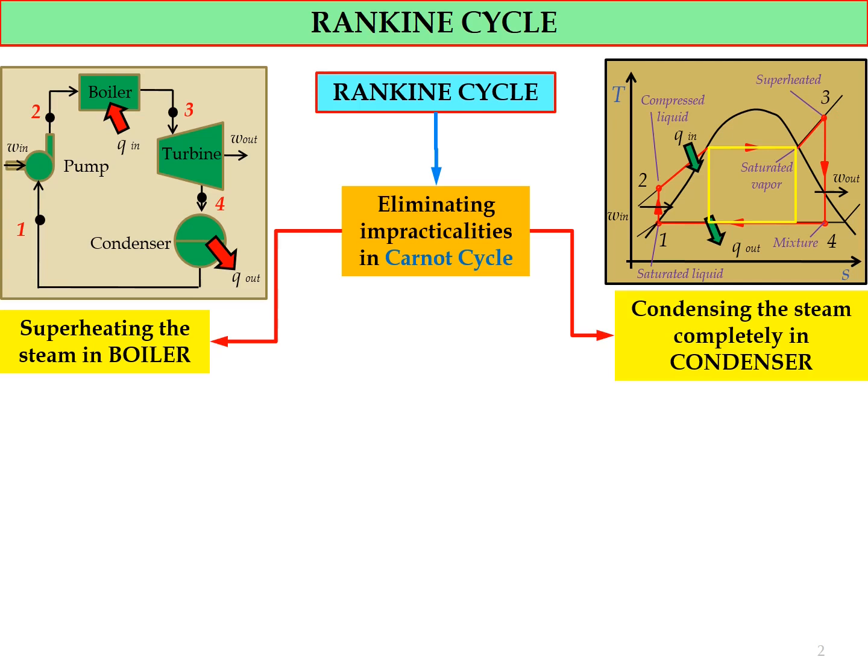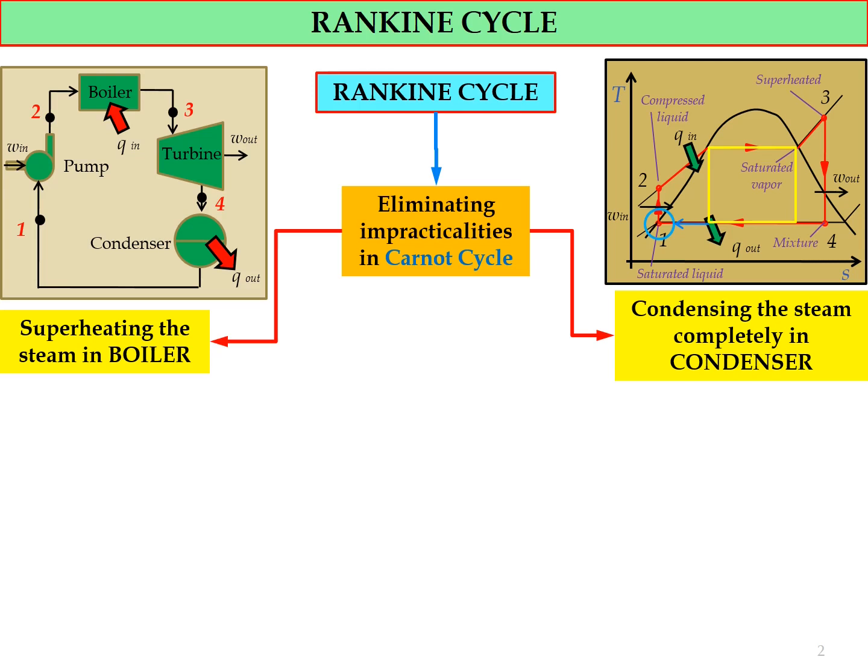The second process we add to the cycle is condensing the steam completely in the condenser. In the Carnot cycle, after the condensing process, state number 1 will be in the saturated mixture region. But for the Rankine cycle, where we condense the steam completely in the condenser, the water will be in saturated liquid at least.